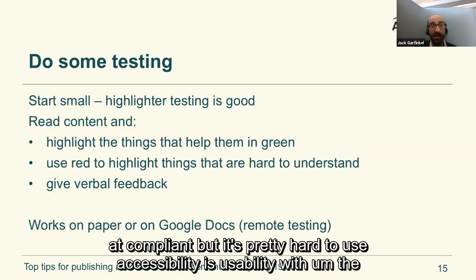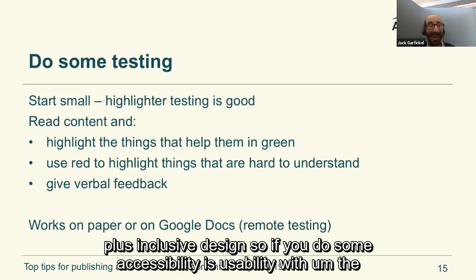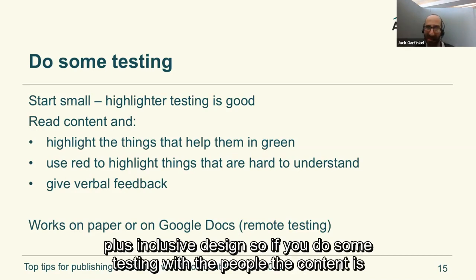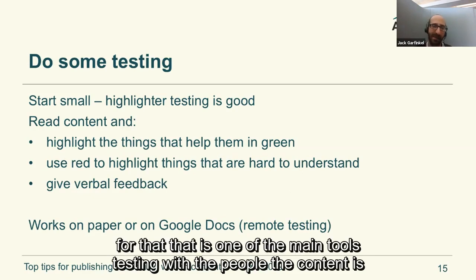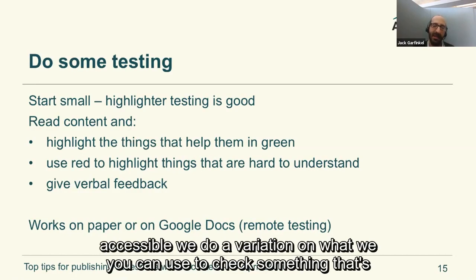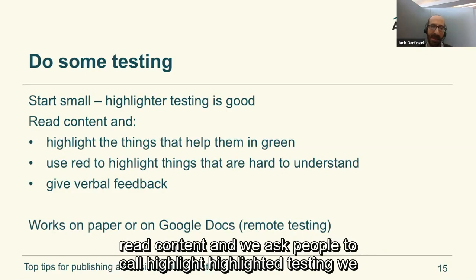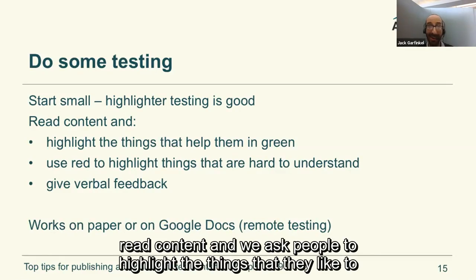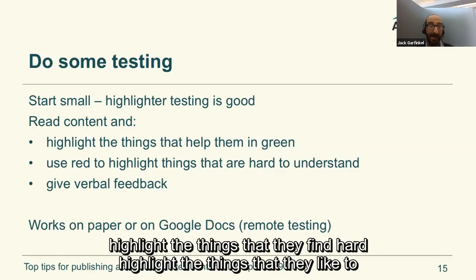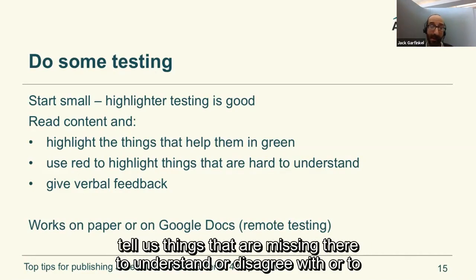Accessibility is usability plus inclusive design. So if you do some testing with the people the content is for, that is one of the main tools you can use to check that something is accessible. We do a variation on what we call highlighter testing. We read content and we ask people to highlight the things that they like, to highlight the things that they find hard to understand or disagree with, or to tell us things that are missing.